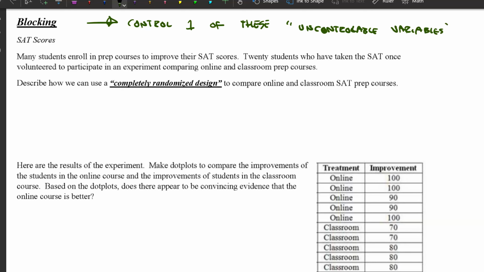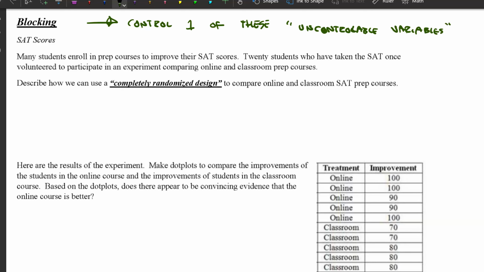So if we have a variable that really might have a drastic effect on the response, like the heart rate measurement or whatever we're measuring, then we could actually block for that variable. So here's how blocking works. Let's start with an example, SAT scores.